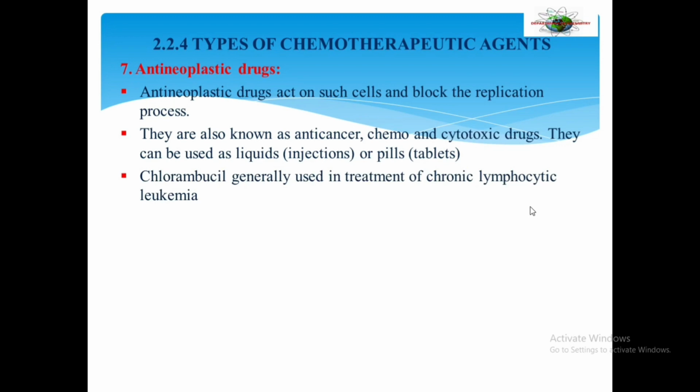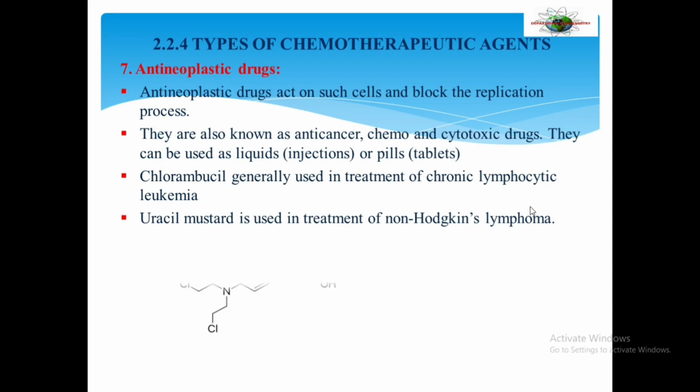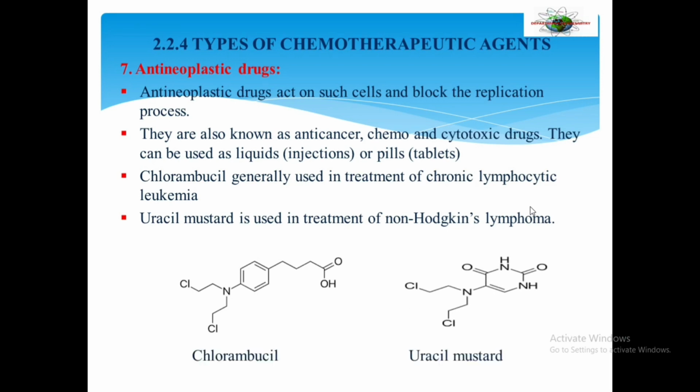Chlorambucil is generally used in the treatment of chronic lymphocytic leukemia. This cancer is related to blood and bone marrow. And uracil mustard is used in the treatment of non-Hodgkin's lymphoma. This cancer begins in the lymphatic system. The lymphatic system is the body's germ-fighting immune system. These are the structures of chlorambucil and uracil mustard.